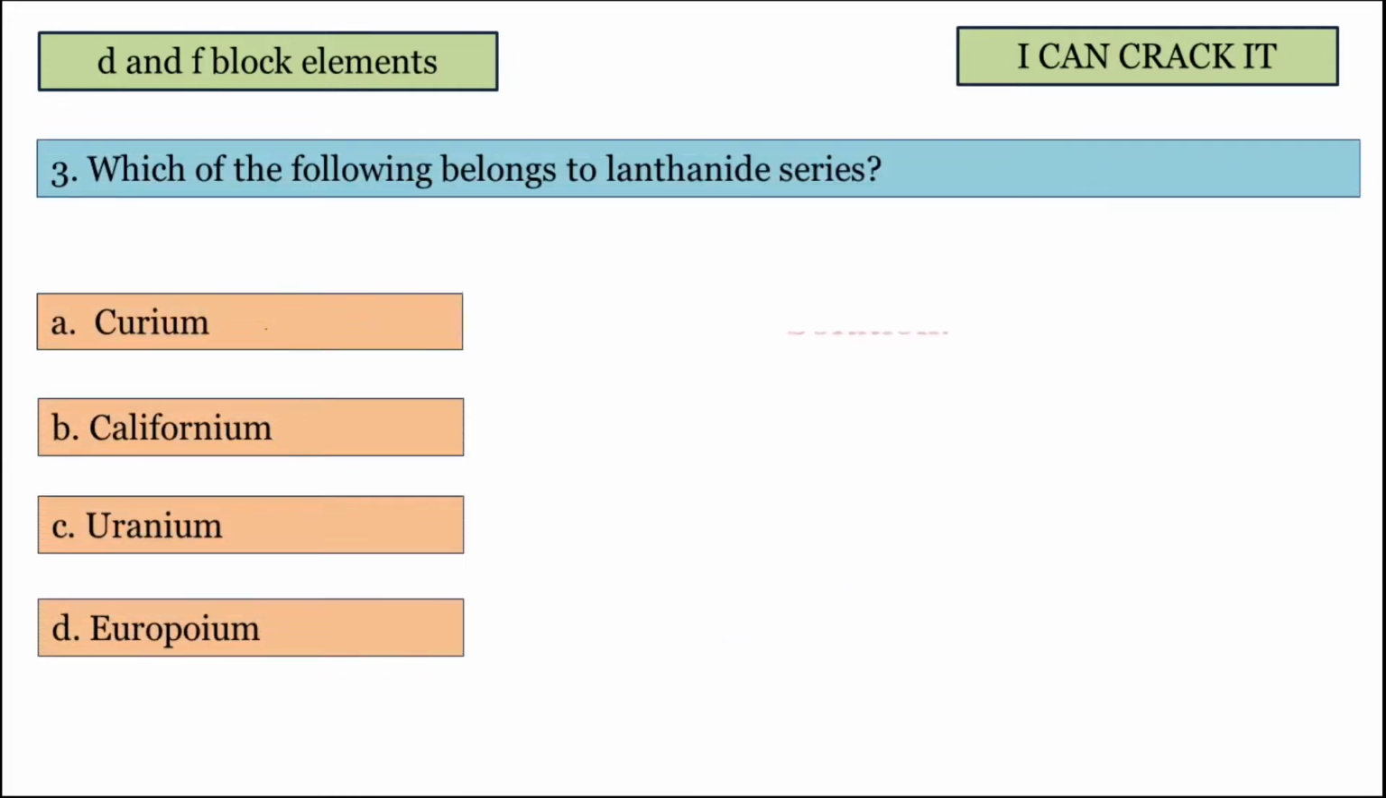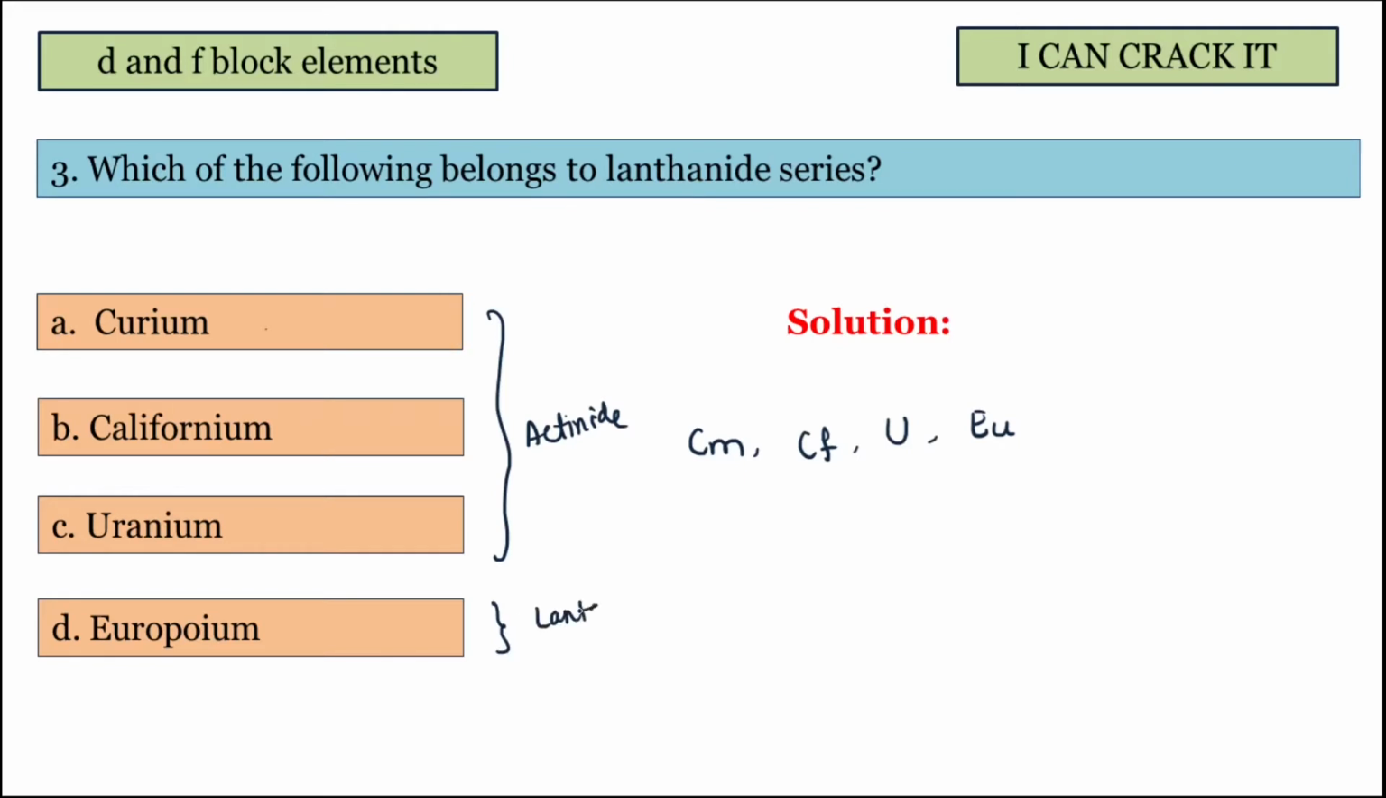Now let's see the third question. Which of the following belongs to the lanthanide series? Curium is Cm, Californium is Cf, uranium is U, europium is Eu. So the first three belong to the actinide series, and europium belongs to the lanthanide series. Okay, so which option? Option D, europium.